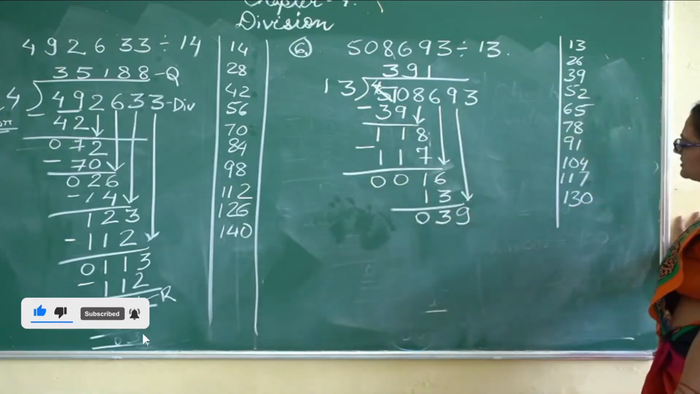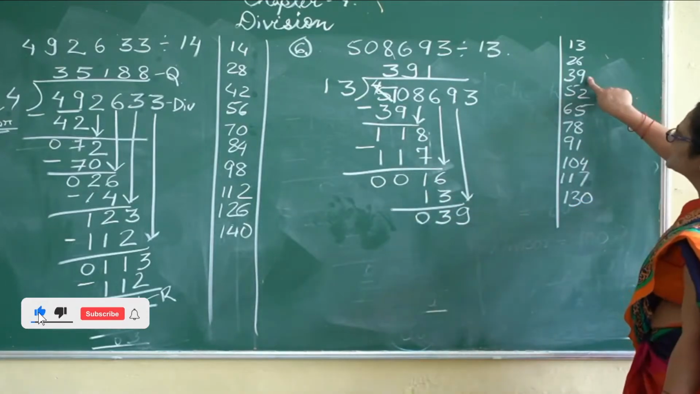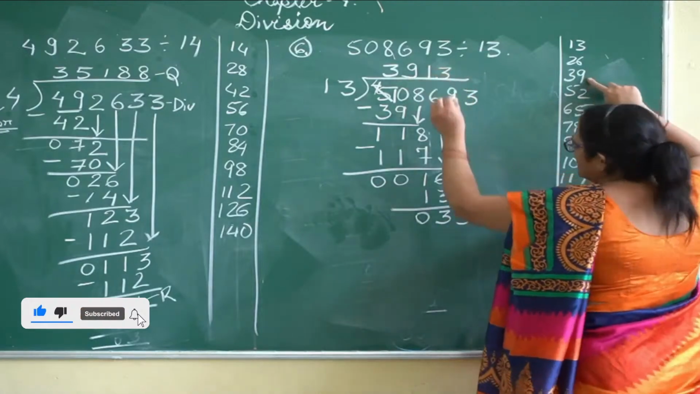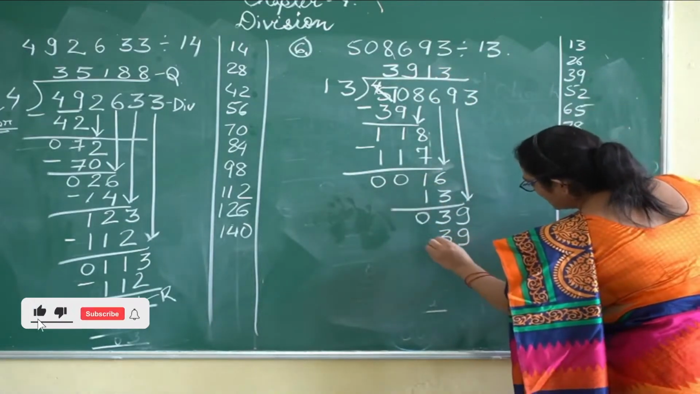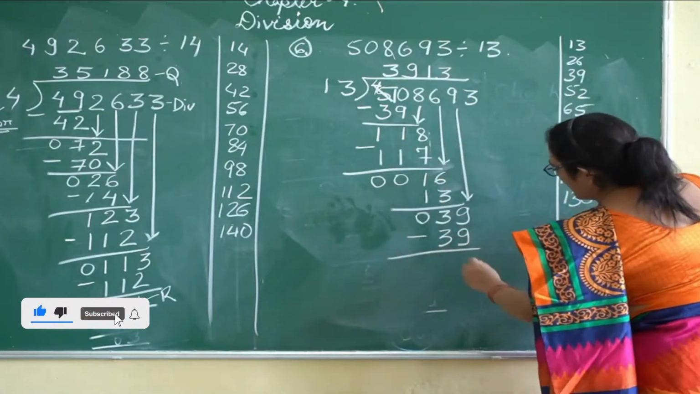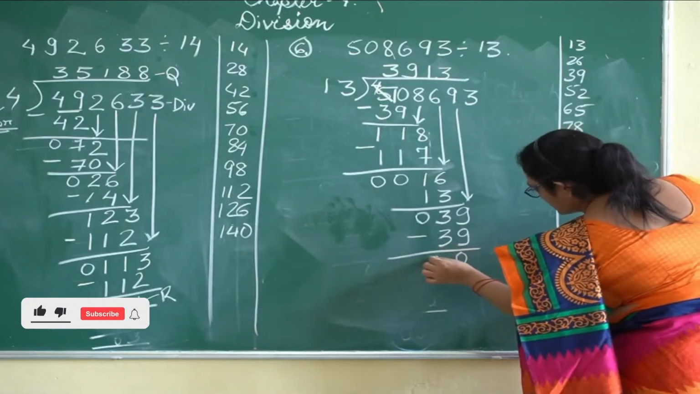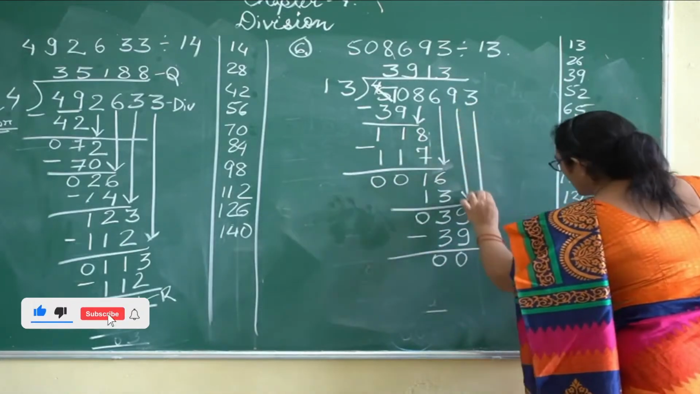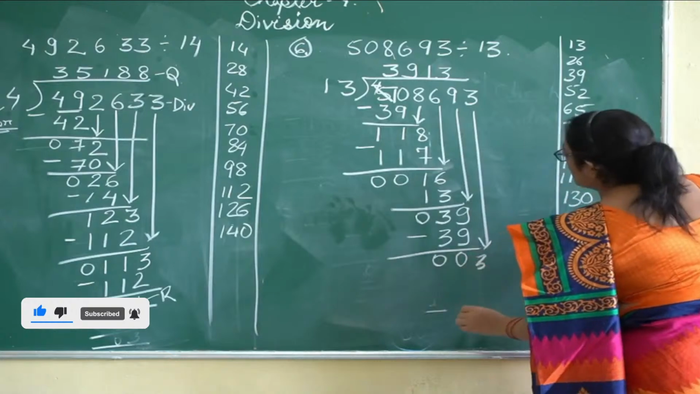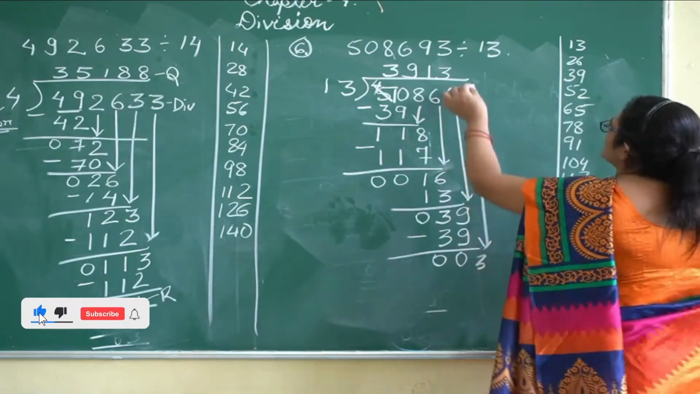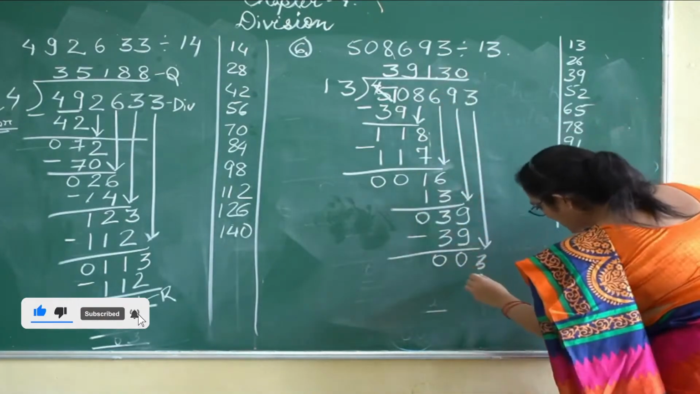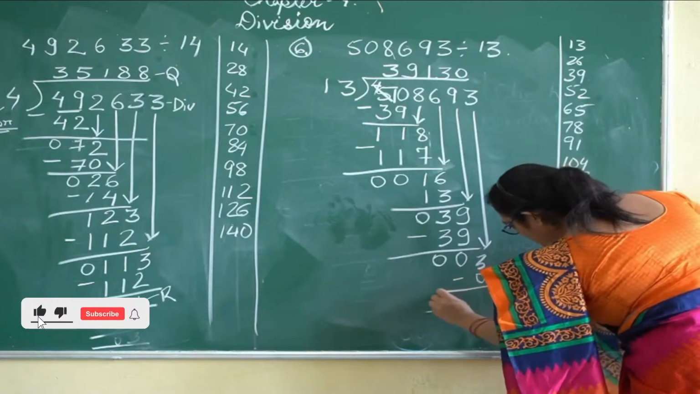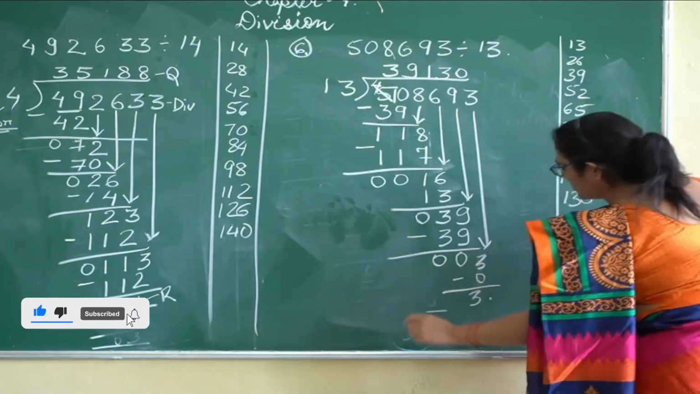In the table of 13, when does 39 come? 3 times. 13 3s are 39. Subtract: 9 minus 9 is 0, 3 minus 3 is 0. Now what will we bring down? 3. Does 3 come in the table of 13? No. So we write 13 0s are 0, 3 minus 0 is 3. Now what will we do?